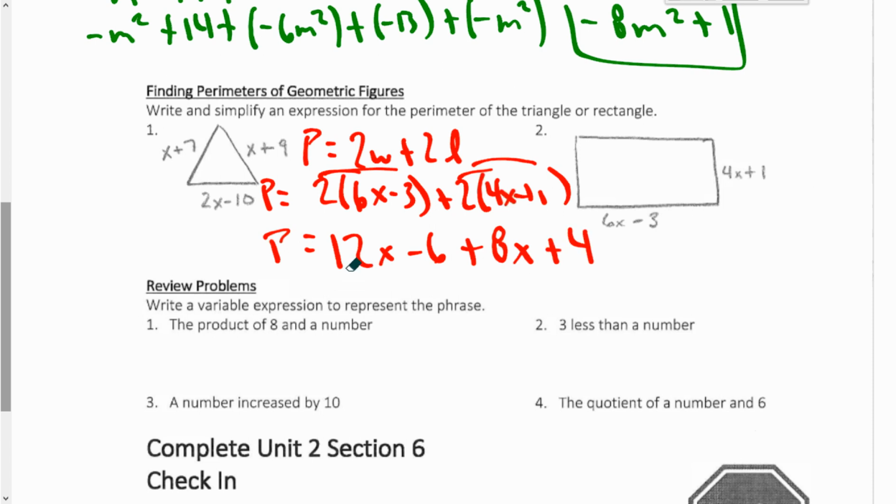I'm going to go ahead and leave this here for you guys to finish. So go ahead and finish out simplifying that expression. If you have any questions, just let your teacher know. Once you finish number 2, if you look, there's some review problems at the bottom on how to write a variable expression. Again, if you have any questions, just feel free to ask.